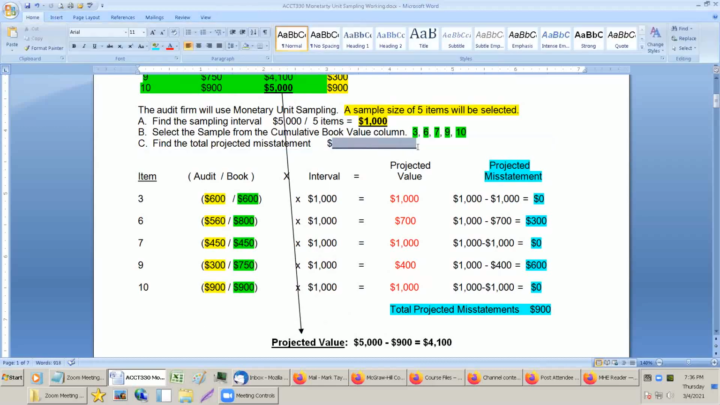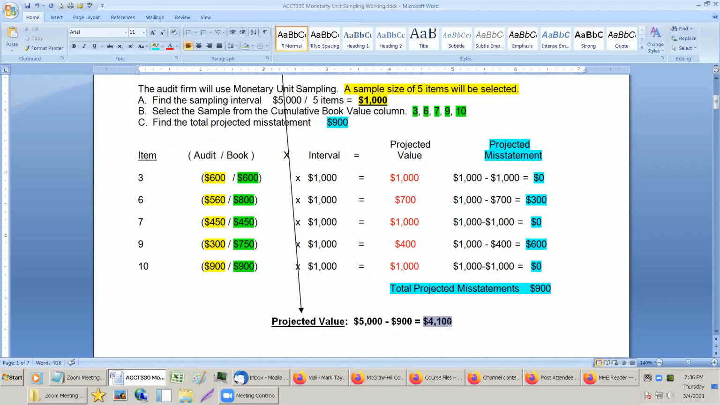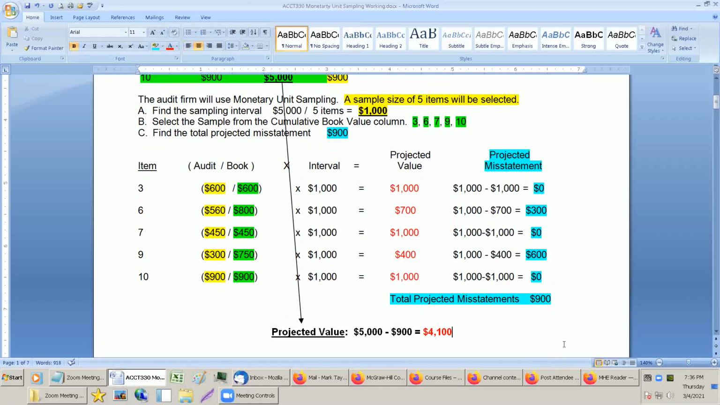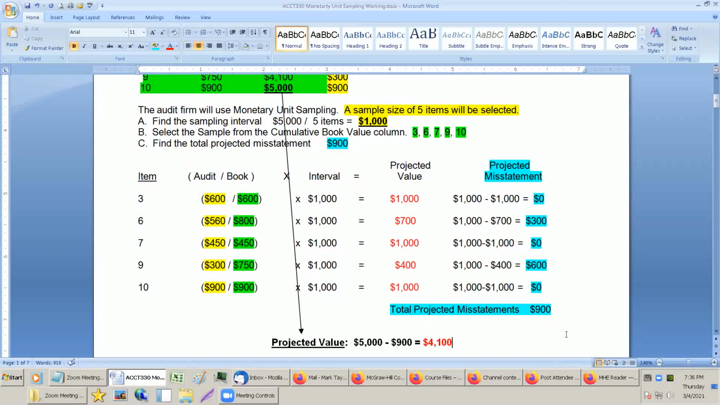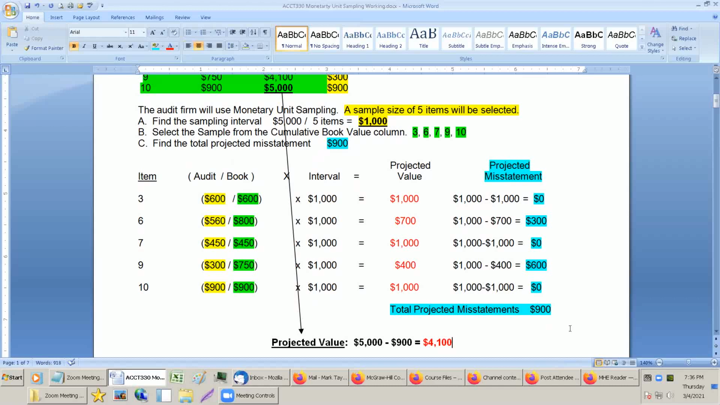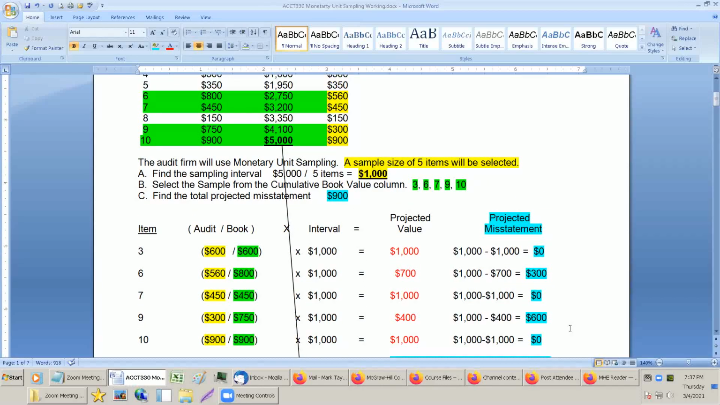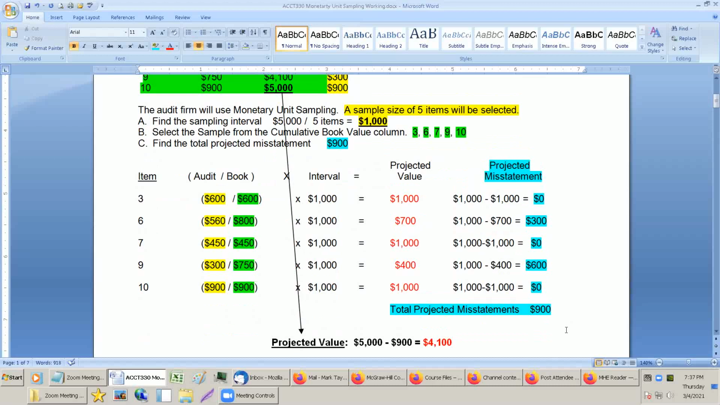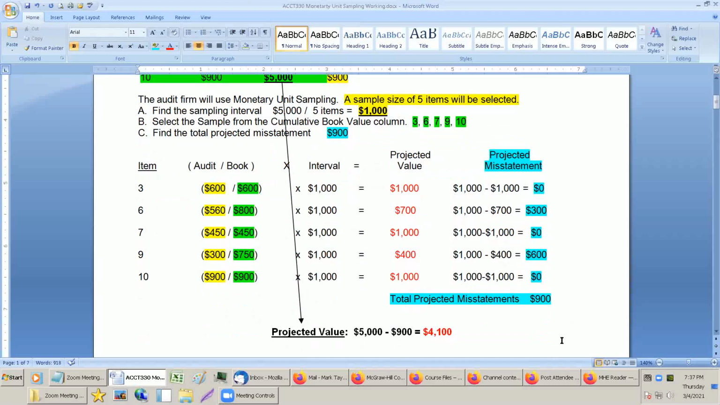Oh, so the projected misstatement would be 900. And the projected value would be this. Actually, if you add all those up, it should come up from that. So this is probably proportional, I should say that, monetary unit sampling. All right, now I want to point out a couple of things that make this especially nice for auditing some of the accounts anyways.